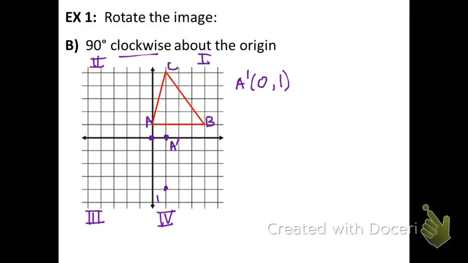So here is our B prime. And let's go ahead and label B prime. B prime is over 1, down 4. And then at this point I said, hey, can you guys tell me what B was? B was over 4, up 1.